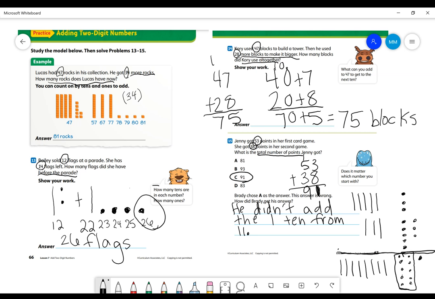All right, Smarties, I hope that you are keeping that growth mindset. I know that I showed you different strategies, but think about which one works best for you when adding two-digit numbers.